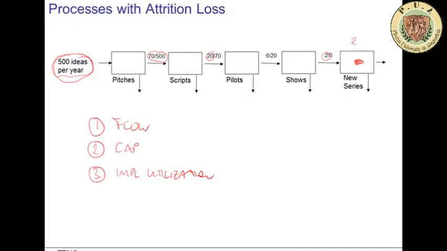Other examples of processes with attrition loss include underwriting processes, such as insurance and mortgage applications, as well as assembly processes or other production processes that have quality problems and where you have to scrap a chunk of the flow units. What do you do if you have a mix of products or flow units going through the same process?